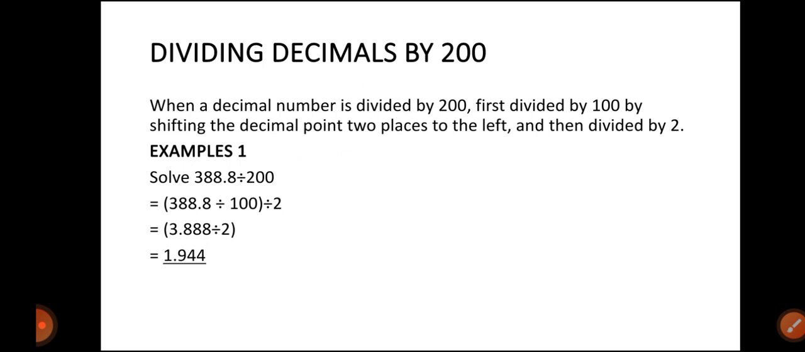So from what you can see here, once you know the rule that guides the division of decimals by hundreds, shift the decimal point, or by tens, shift the decimal point to the left based on the number of zeros. So now we have shifted the decimal point 2 times because 100 has 2 zeros. We have shifted it 2 times to the left. The answer now becomes 3.888. Then we divide it by 2, which is the 200. Then our answer becomes 1.944.